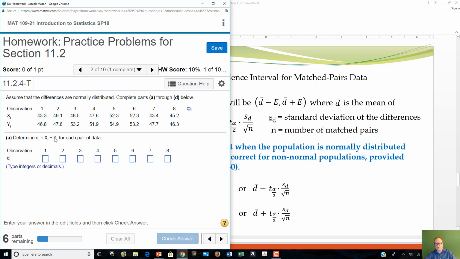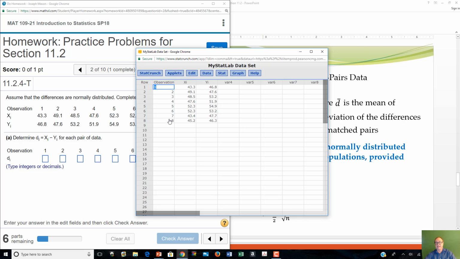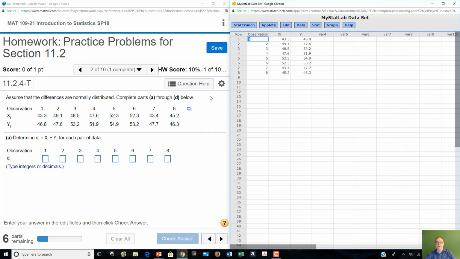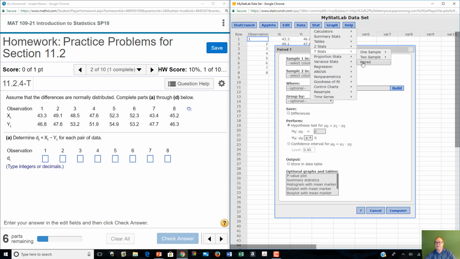It's xi minus yi. So you want xi first, yi second. So we're going to open the data in StatCrunch. If I open the data in StatCrunch, pin it over here to the right. Okay, now, since it's paired data, I'm going to go down to T-Stats, paired.